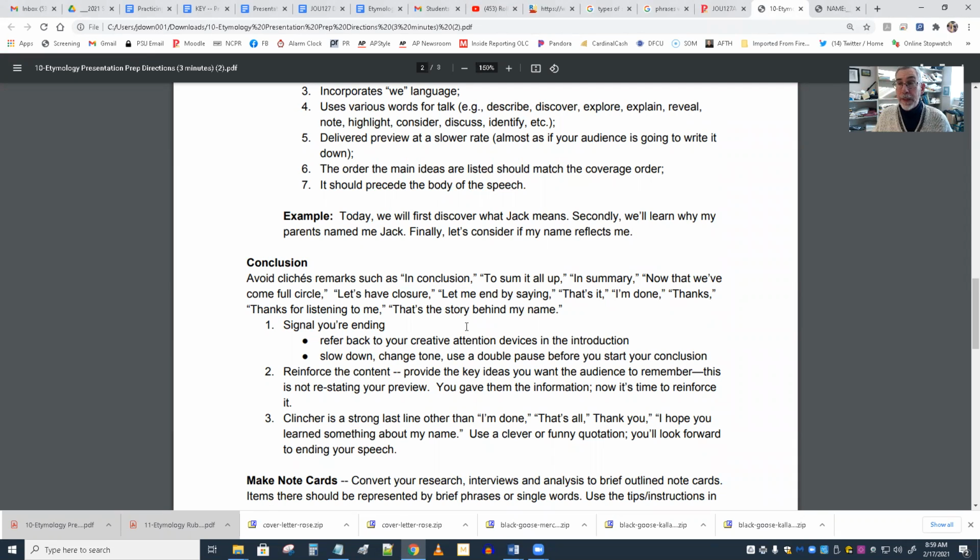And then finally, you've done those, and now you have to have a conclusion. Always have a nice pause before your conclusion. And you don't want to use any kind of cliche conclusion.